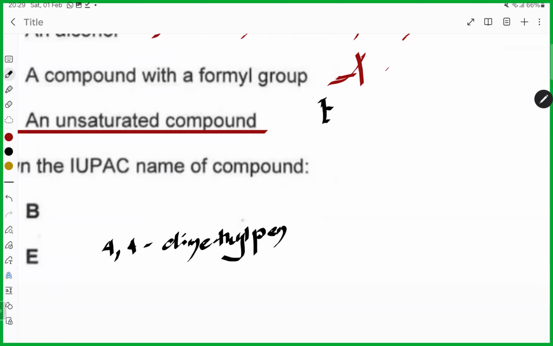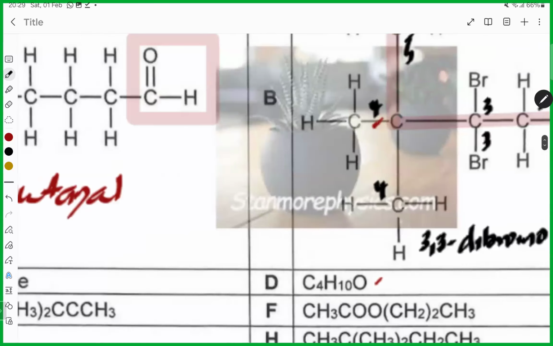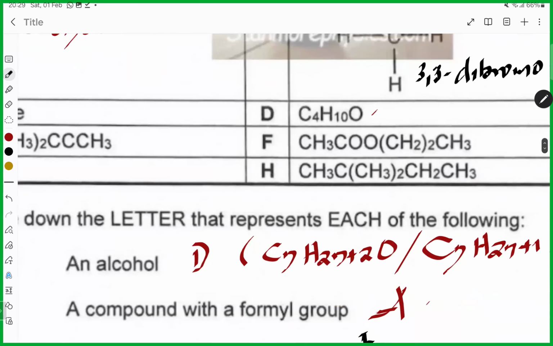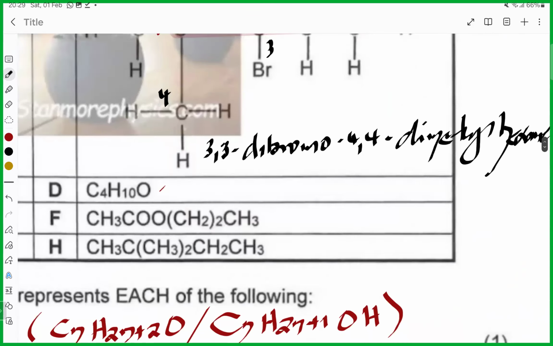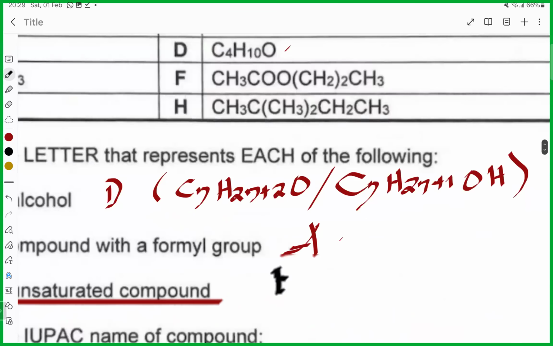Yeah, this was a horrible examiner, eh? Normally question 2s are easy. I remember last year, the learners actually complained about this question, yeah. Now I know the reason why. 3,3-dibromo, 4,4-dimethylhexane.